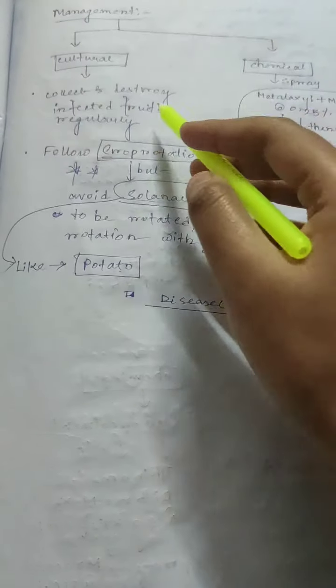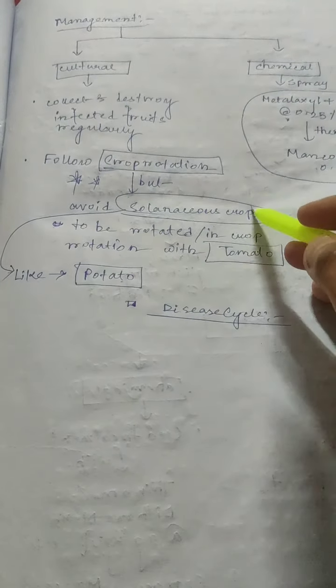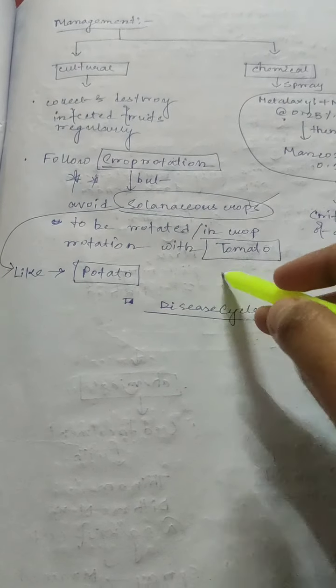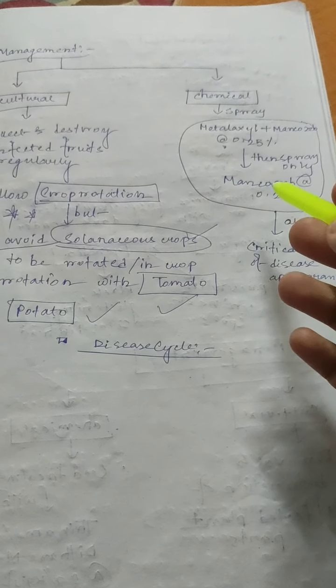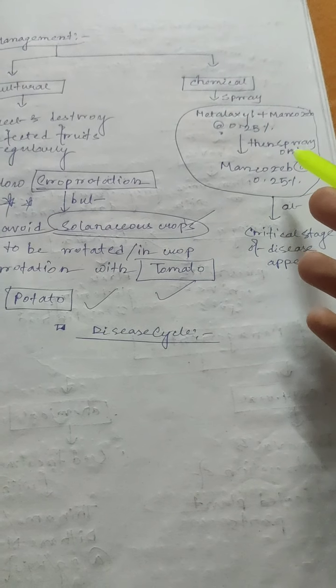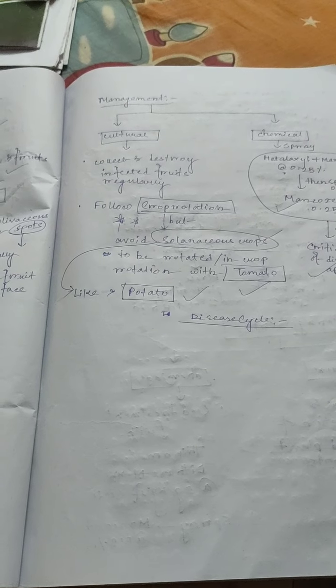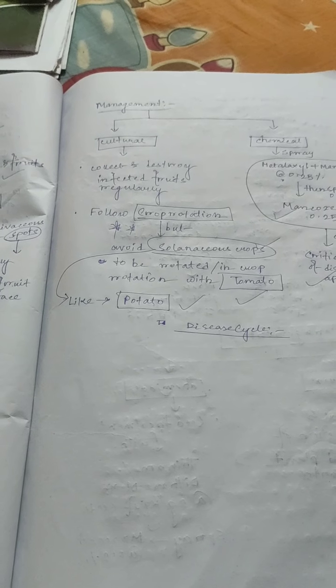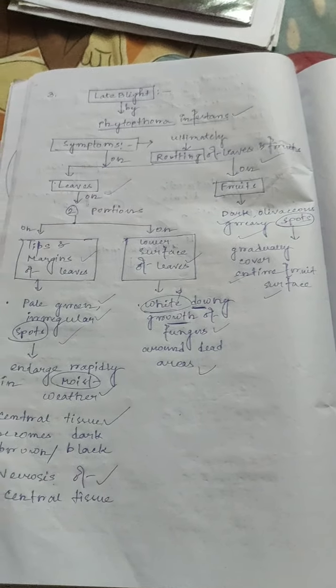Management: cultural, collect and destroy infected fruits regularly. Follow crop rotation but avoid rotating solanaceous crops with tomato, solanaceous crops like potato. Chemical spray: metalaxyl plus mancozeb at the rate 0.25%, then spray only mancozeb at the rate 0.25% at the critical stage of disease appearance. So which type of crops should not be rotated with tomato? Solanaceous crops like potato. So late blight of tomato is caused by Phytophthora infestans.